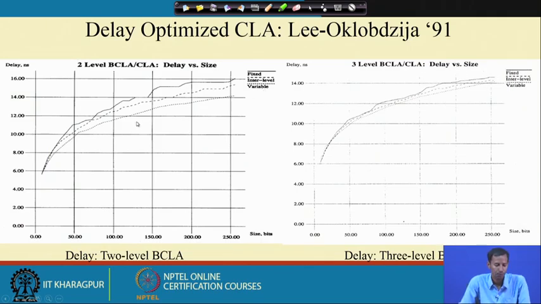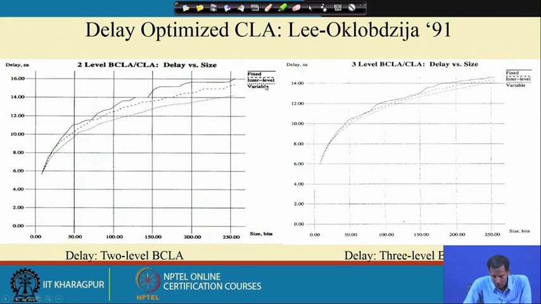Okay. And if you just see the performance of this delay optimized CLA, the straight line is the first one, this is basically the delay, and this is the size, the number of bits, that is n if I consider. So, for fixed level CLA, for 6 level CLA, the delay follows this particular curve.